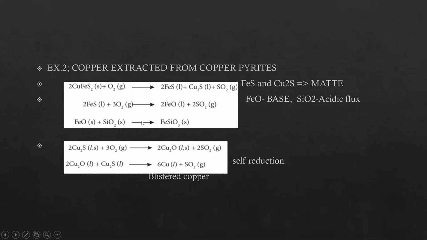Then FeO reacts with the flux SiO2. Here SiO2 is the acidic flux. FeO is the impurity which is present in the copper pyrite. Both the impurity and the flux react with each other. We get FeSiO3 as a slag. So we get the slag in the solid form.